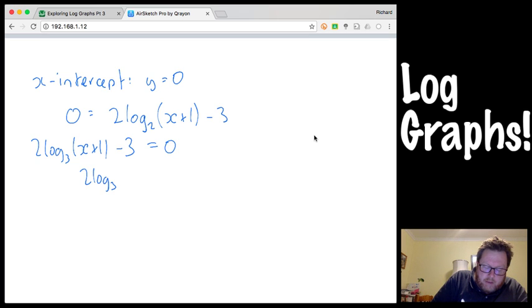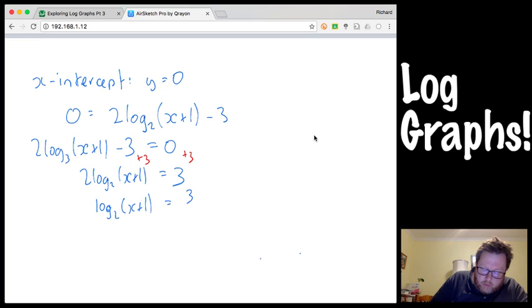2 log base 2 of x plus 1 is equal to 3. How did I do that? Added 3 to both sides. Then I'm going to divide by 2. So that gives me log base 3. Oh, it's base 2, isn't it? Sorry. Log base 2 of x plus 1 is equal to 3 on 2.